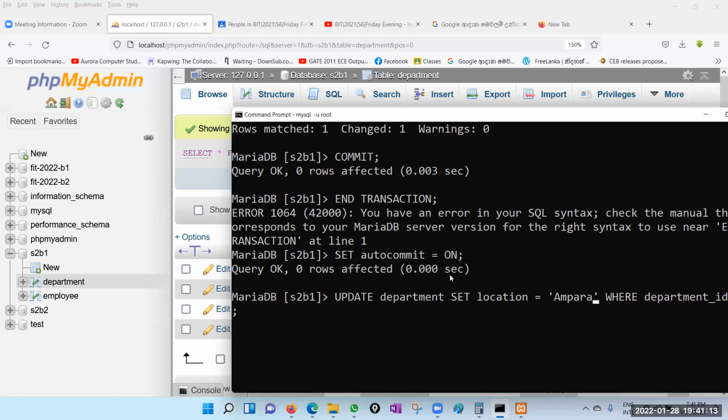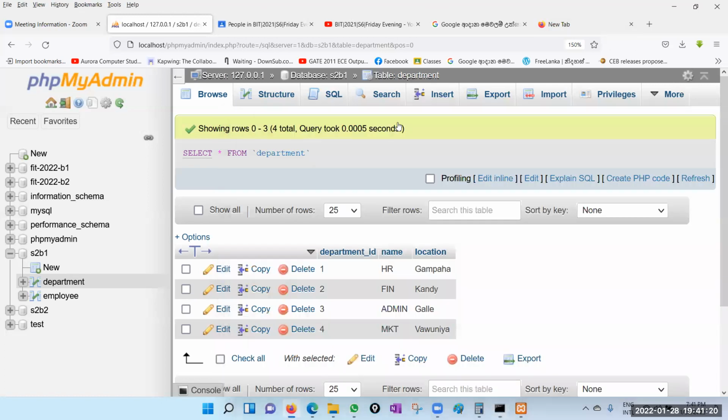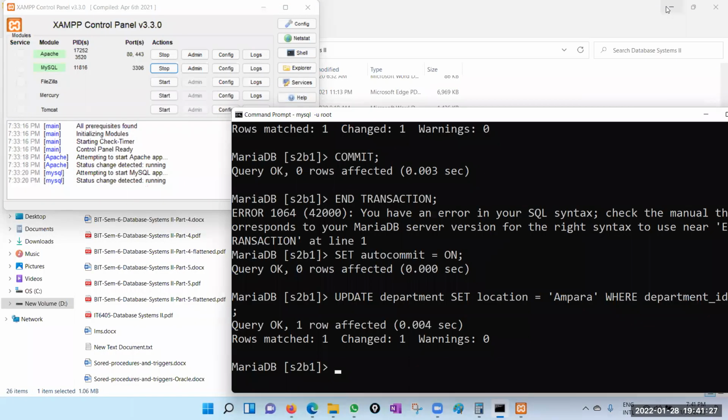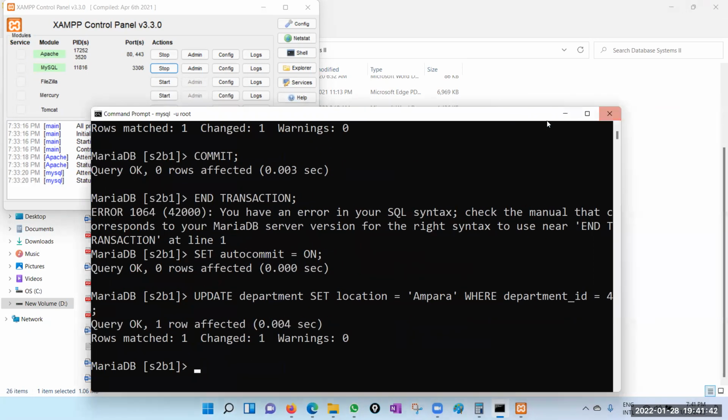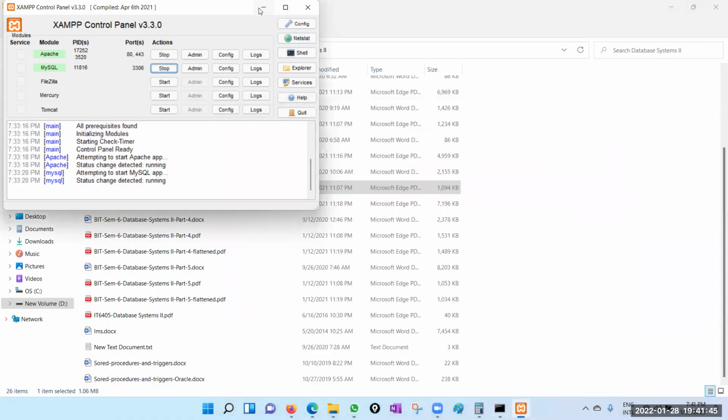Now it is not in a transaction and I also have auto commit on, right? Now immediately it must be available here. Now you can see Ampara. So there is a difference with a transaction, because until you commit, others will not see it. Others will not see the undesirable effects.